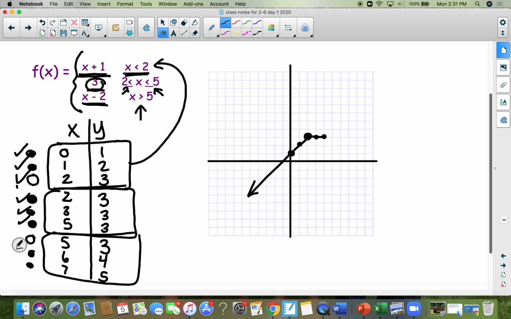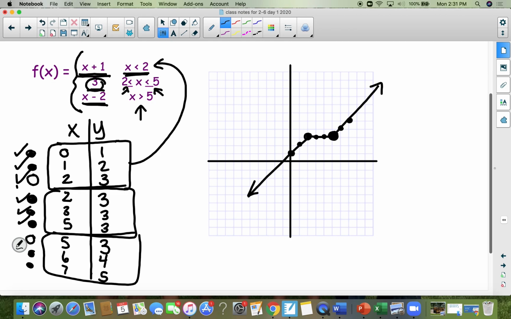And then 5, 3. 1, 2, 3, 4. Oh, this was supposed to be 5, 3. Sorry. That's 5, 3. At the other 5, 3, it's an open circle, but an open and a closed circle makes a closed circle. And then 6, 4, and then 7, 5, and then it would have been 8, 6, and it just goes off in this direction.